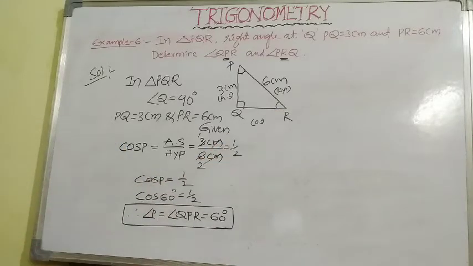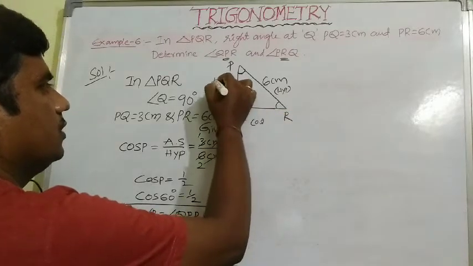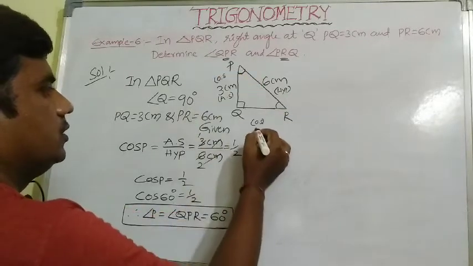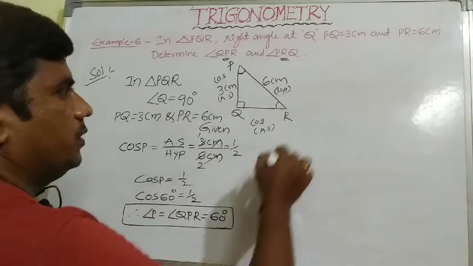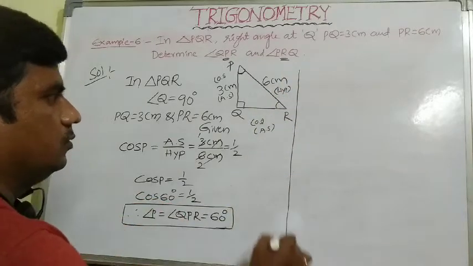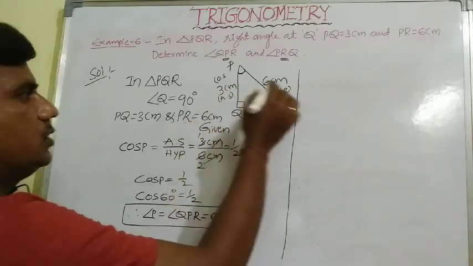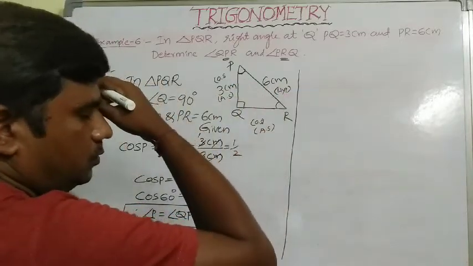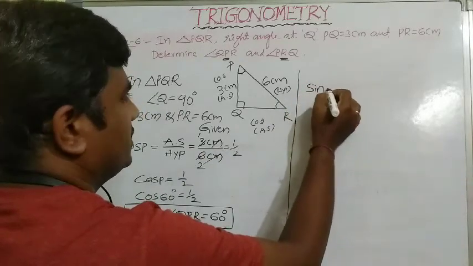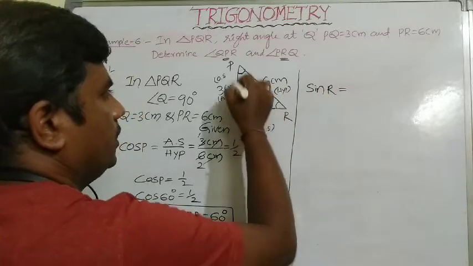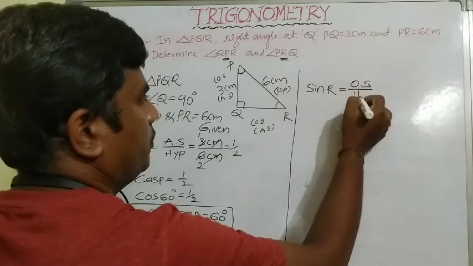In the same way we have to find angle R. When you take this angle R, now this one is the opposite side, and this one is the adjacent side to angle R. The hypotenuse remains constant. Now we know the opposite side and the hypotenuse. The ratio between these two is sine. So sine R equals the ratio of the opposite side to angle R over the hypotenuse.